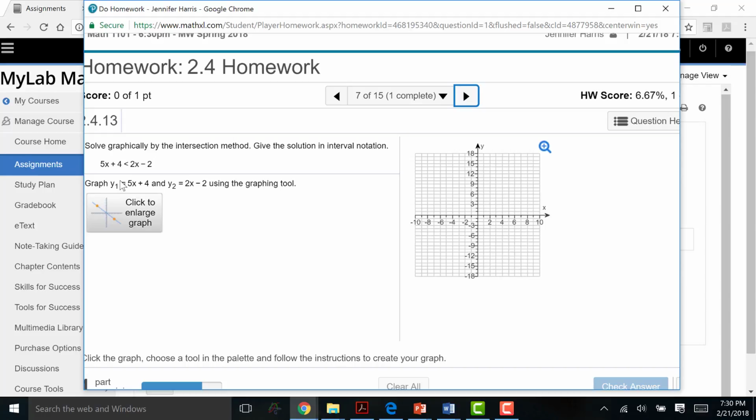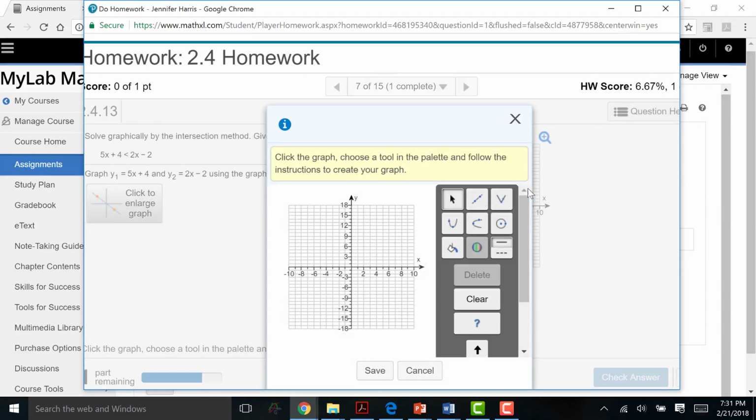Now, are we going to solve this one by hand? Yes, but we're going to graph it first, and then we're going to solve it by hand. All right, so let's graph both of those. So I'm going to come over here and make it bigger so we can see it. All right, click on the line. Put my first point on, you said 4.